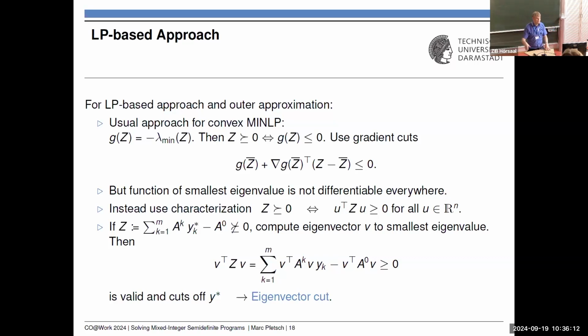And then you repeat. You solve a linear relaxation in LP, you get y, you check whether the matrix C is positive semi-definite. If it's not, you add such a cut and repeat. And you can imagine that often, this might require a lot of cuts to approximate this nonlinearity.